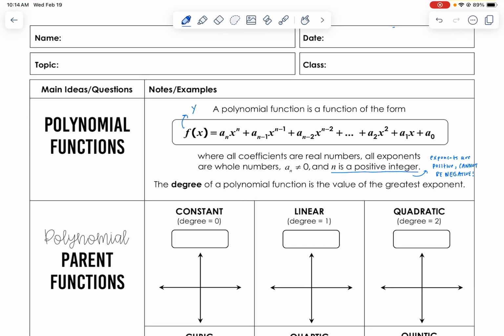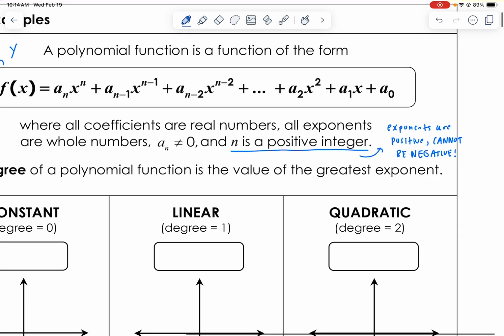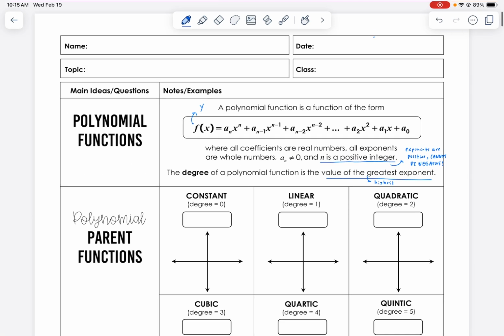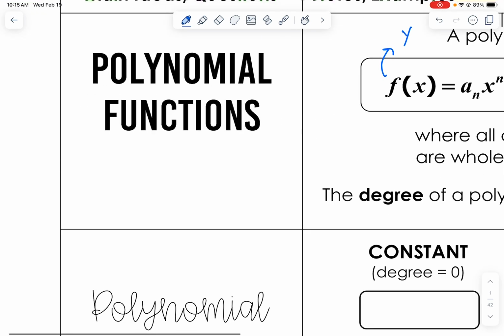All right. And we'll start off with an example, but here it says the degree of a polynomial function is the value of the greatest exponent, or we can say the highest exponent. So let me give you an example of one, and I'll do this off to the side. So an example of a polynomial function would be f of x. Once again, this is just random. 3x to the fourth minus 2x cubed plus 2x plus 5.